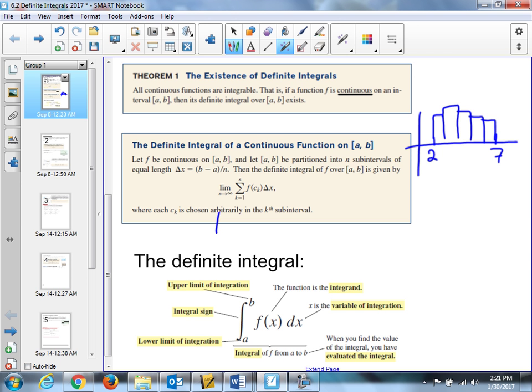Then you go beyond there. This is the idea. Why not 100? Why not 1,000 intervals? Why not 1,000,000 intervals? That'd be very accurate. Why not an infinite number of intervals?